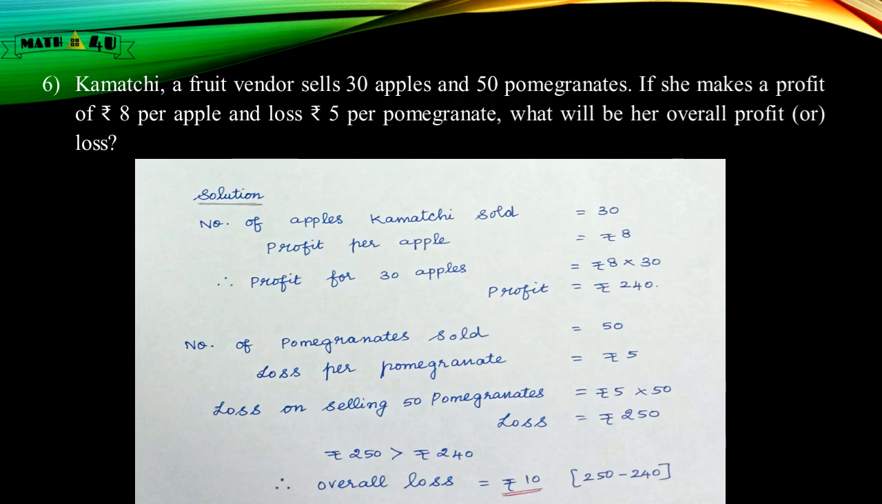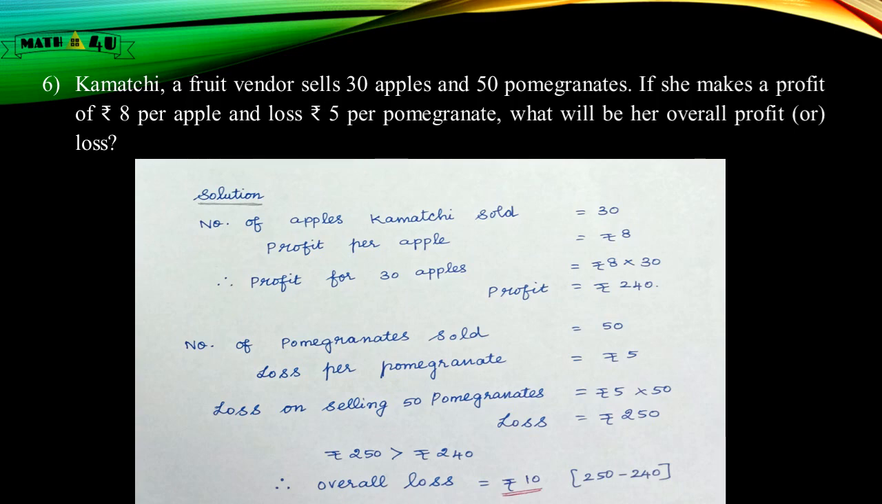Kamachi, a fruit vendor, sells 30 apples and 50 pomegranates. If she makes a profit of rupees 8 per apple and a loss of rupees 5 per pomegranate, what will be her overall profit or loss? Here you are going to find whether there is a profit or loss for her. First, number of apples Kamachi sold is equal to 30. Profit per apple is equal to rupees 8. Therefore, profit for 30 apples will be equal to rupees 8 into 30. Therefore, profit is equal to rupees 240.